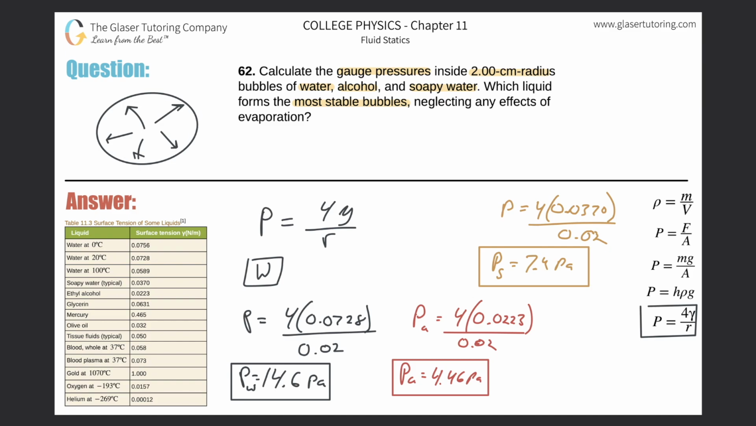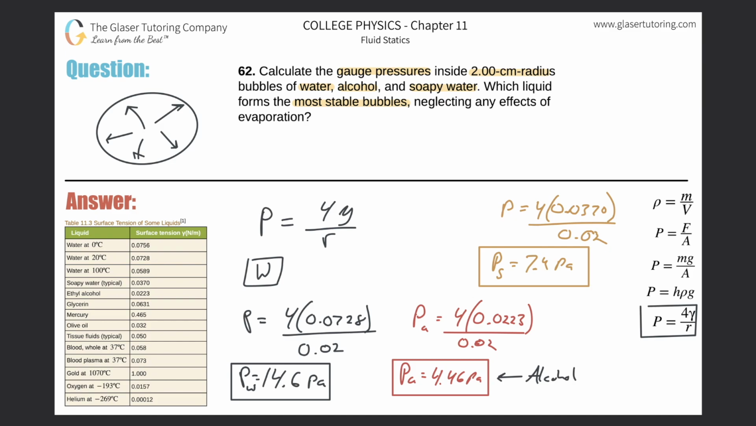Now, that's basically how you find your answer. So the lowest one here is going to be that of alcohol, or ethanol, or ethyl alcohol. So this would be your answer for alcohol, neglecting any effects of evaporation.